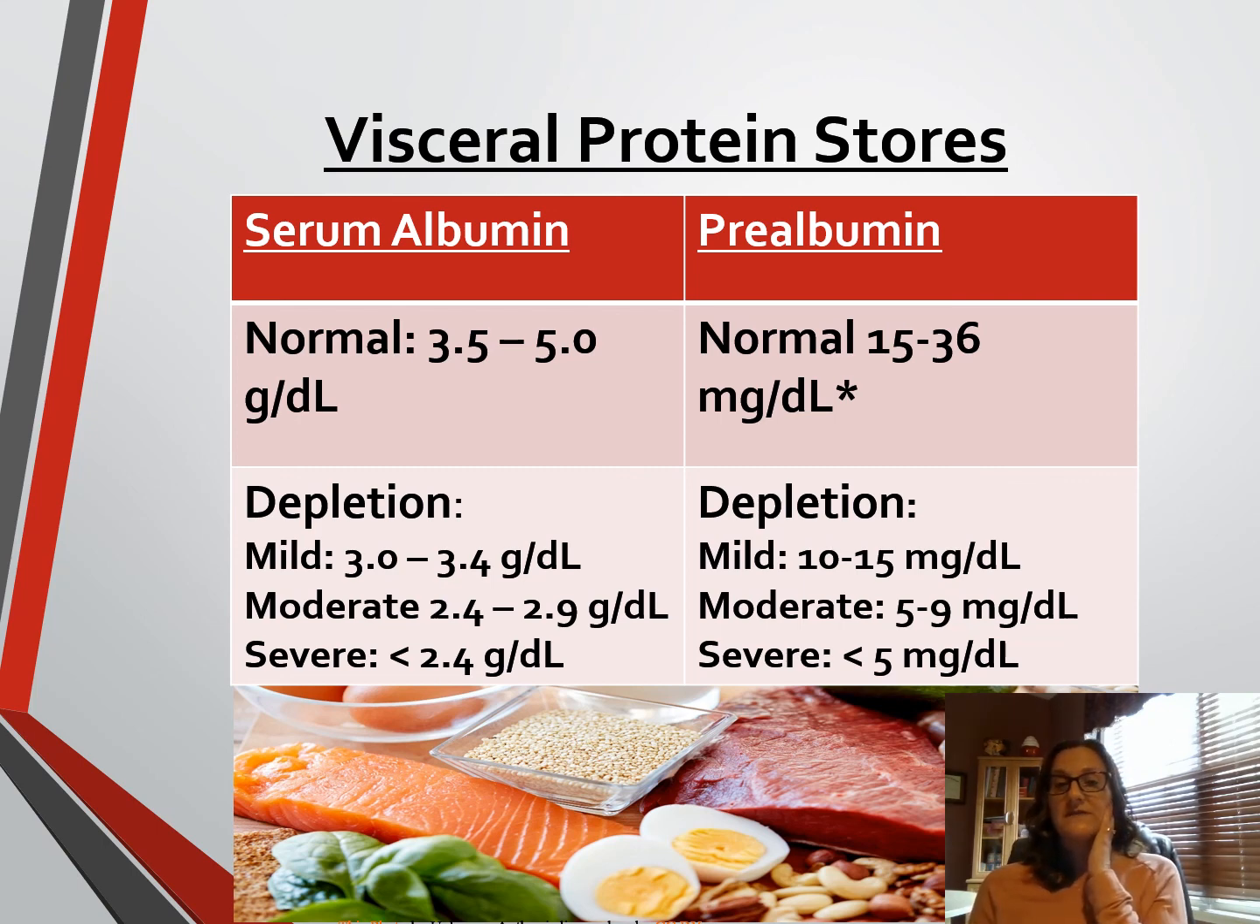Normal range is 15 to 36 milligrams per deciliter. We see a mild depletion of prealbumin in the range of 10 to 15, moderate depletion at 5 to 9, and then severe depletion at less than 5 milligrams per deciliter. So again, make sure that you know the ranges for serum albumin and prealbumin, and these levels are congruent with the ATI textbook.